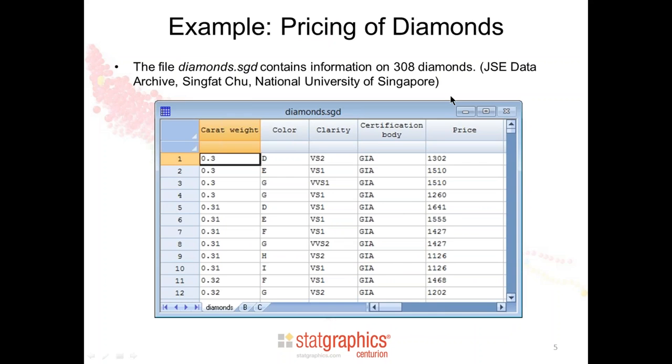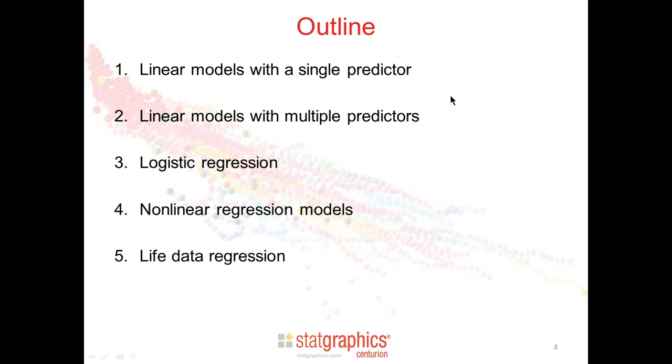Now, I went one screen too far. An outline for today, we're going to start by talking about linear regression models that involve a single categorical predictor. We'll then move on to linear models with multiple predictors. So we'll do a simple regression, then a multiple regression. And we'll finish out with several examples of other types of regression models. I have an example of a logistic regression, a nonlinear regression, and also one involving life data.